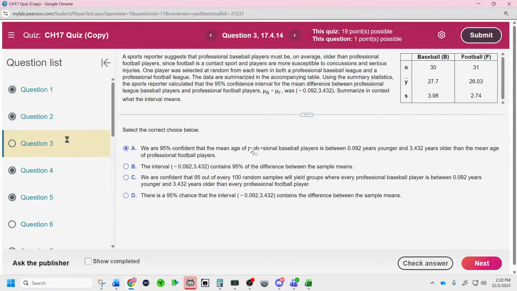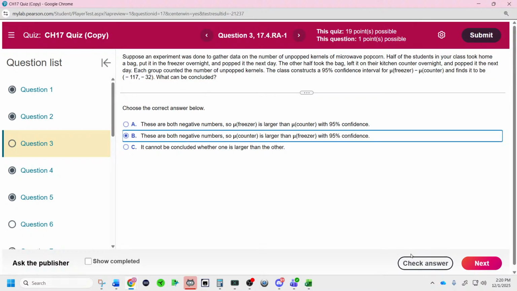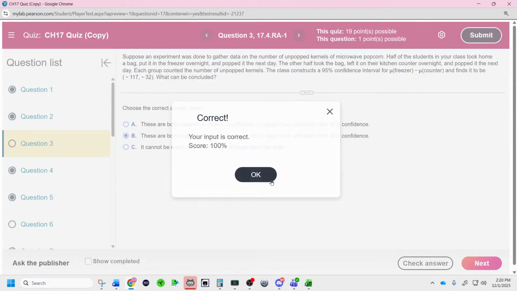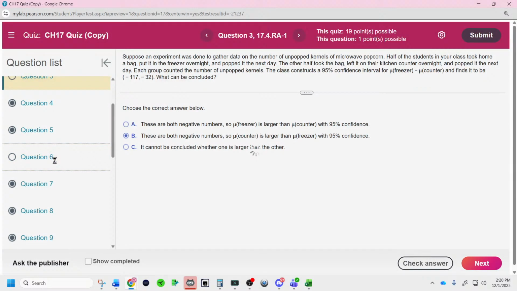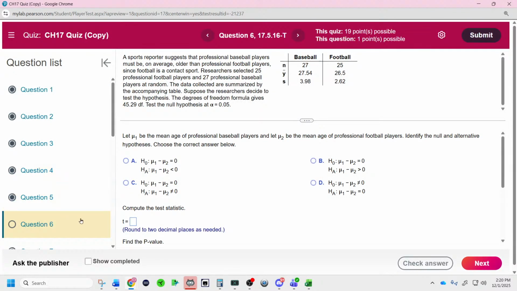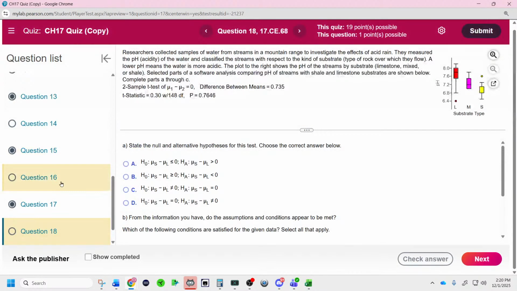I think we did all the easy ones, right, Peyton? Oh, wait, this one right here. Since both numbers are negative, we can reject. If both numbers are negative, the second mean would be higher. It looks like there's evidence counter is larger because both numbers are negative. Yeah, actually, we just did this one. Since both numbers were negative, there's evidence the second mean is larger. And we did almost all of them today.